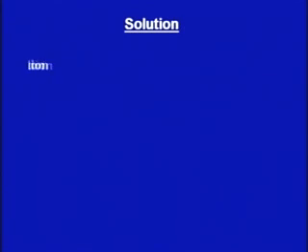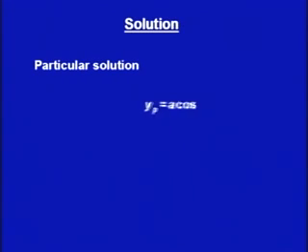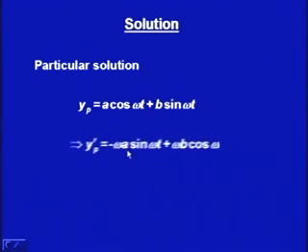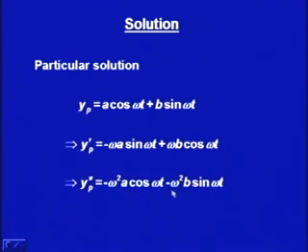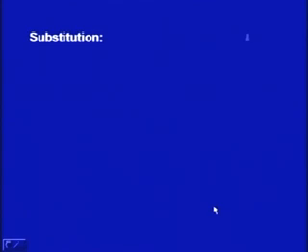So, we will have our particular solution of the form a cos omega t plus b sin omega t. If this satisfies the equation, then it will be a solution. So, we would have to find yp dash as minus omega a sin omega t plus omega b cos omega t, and yp double dash would be minus omega square a cos omega t minus omega square b sin omega t. We will substitute this in the given equation.